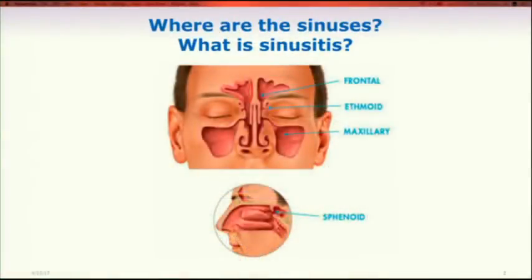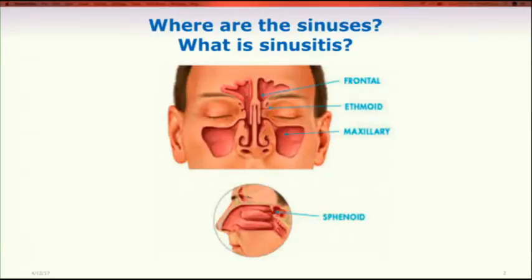Today I'm going to talk about sinusitis. And I want to start out with the basics and just discuss where and what the sinuses are and what sinusitis is. So your sinuses are these spaces in the face, below the eyes, above the eyes, between the eyes, and behind the eye. And we really don't know why we have sinuses, whether it's to humidify the air, filter the air, lighten the head, or it has something to do with smell or sound.